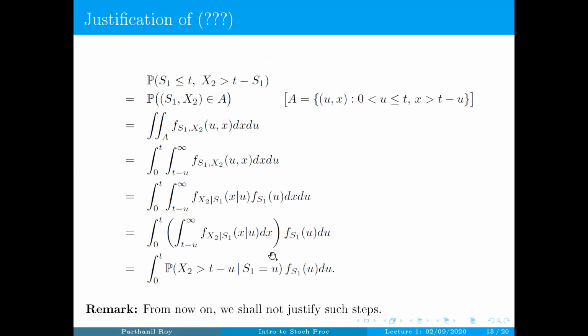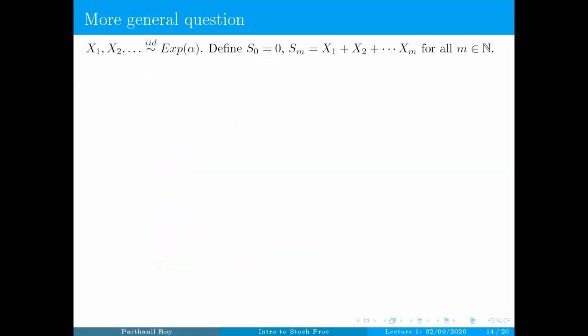Okay, so this justifies that step, namely that we put 3 question marks on. So from now on, we are not going to justify this kind of steps. We'll just assume it as a continuous analog of law of total probability. And we'll always say that such a probability is equal to conditioning on S1 equal to u. This is this probability, and then we have to multiply by the marginal and integrate that probability. So from now on, we're not going to justify. But all of them that we are not going to justify can be justified in a manner parallel to this one. Okay, with that said, let's try to generalize the previous question.